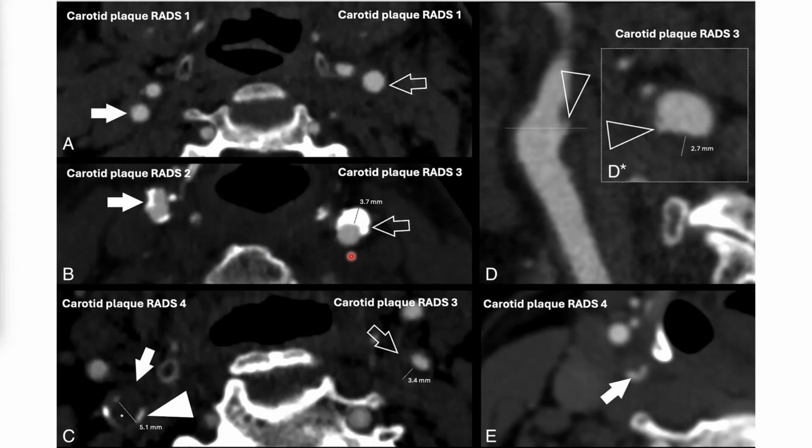In panel B, on the patient's left side, there is a thick plaque. It's more than 3 millimeters in thickness. It measures 3.7 millimeters on this axial image, and it's completely calcified. So that's carotid Plaque-RADS 3.